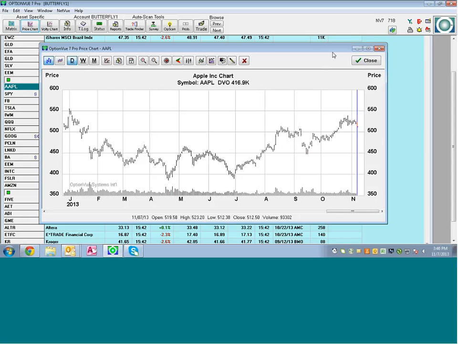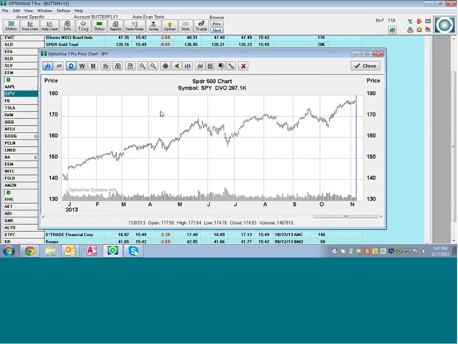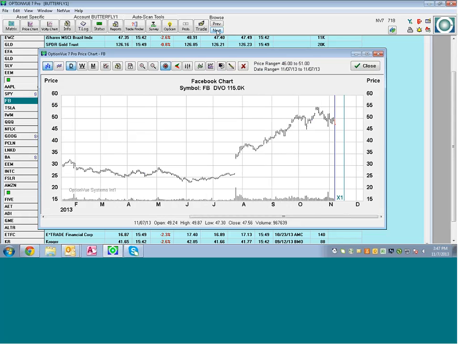So what you're going to do as a trader and an investor is look at the price charts, going through them one at a time. This is a very important button right here, browse previous and browse next. If I want to browse the next price chart without closing anything, I would see Spider, then go up here and hit browse next. Okay? Now I'm looking at the Spider price chart, a nice pattern from 140 up to 180. And we'll browse the next one, Facebook.